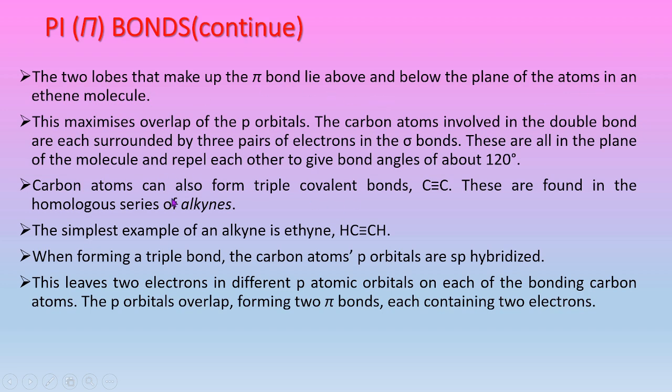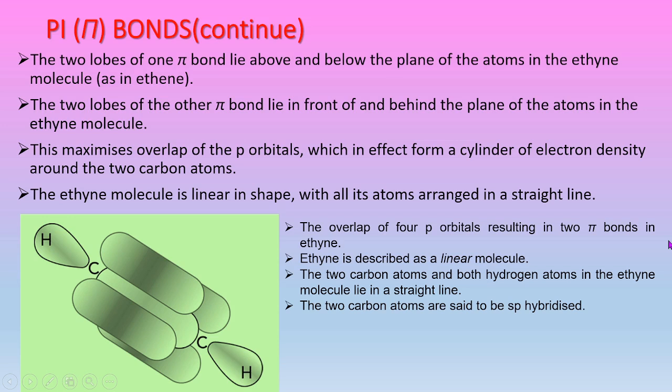Carbon atoms can also form triple bonds. These are found in the homologous series of alkynes. The simplest example of an alkyne is ethyne. And in this one, the carbon atom is sp hybridized. Sp means one s and one p orbital. This leaves two electrons in different p orbitals on each bonding carbon atom. The p orbitals overlap, forming two pi bonds which contain two electrons.